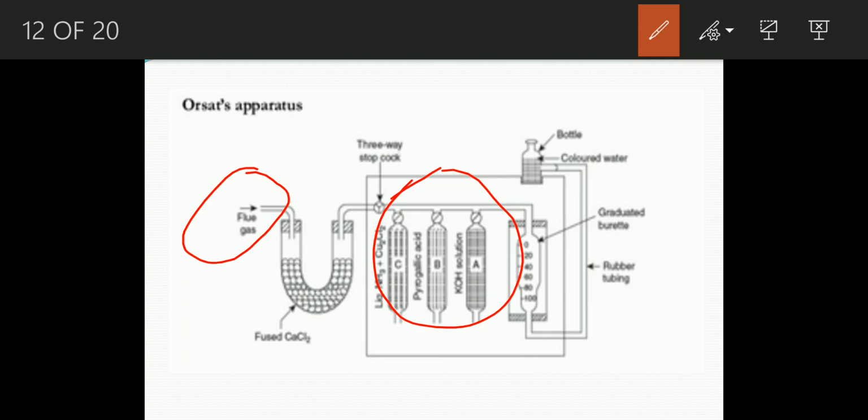It contains fused calcium chloride, it absorbs moisture because calcium chloride, anhydrous calcium chloride, which is hygroscopic in nature, absorbs moisture.